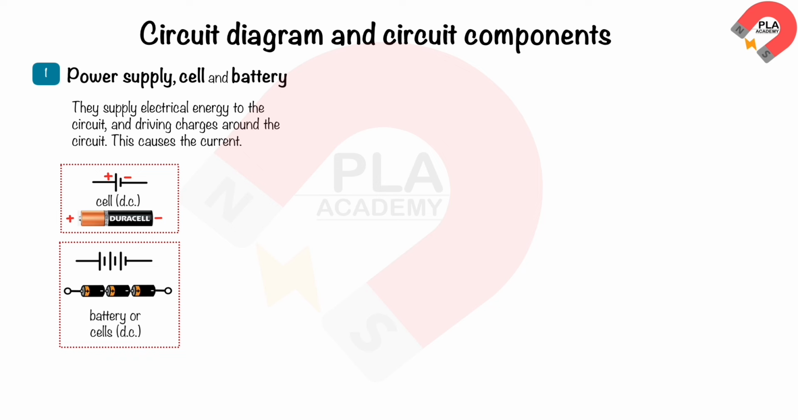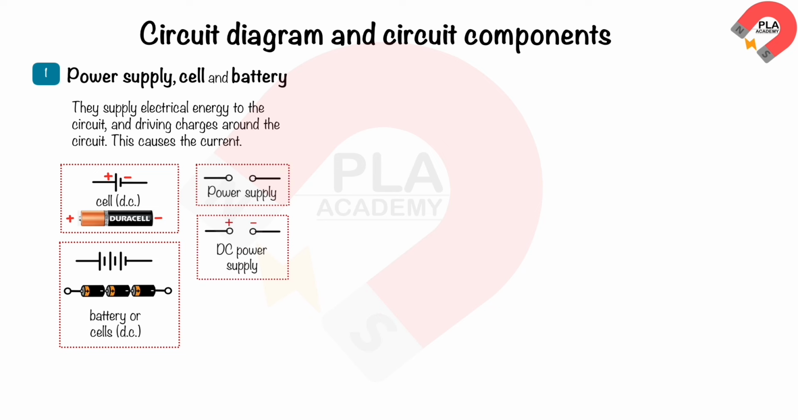This is the symbol of a battery, which consists of two or more cells. It gives a directed current. This is the symbol of power supply. This is the symbol of a general direct current power supply. This is the symbol of a general alternating current power supply.